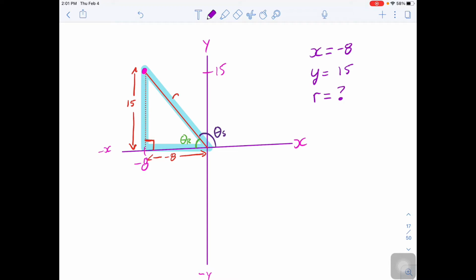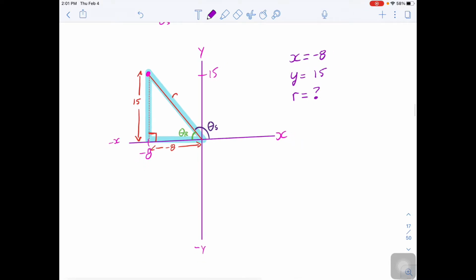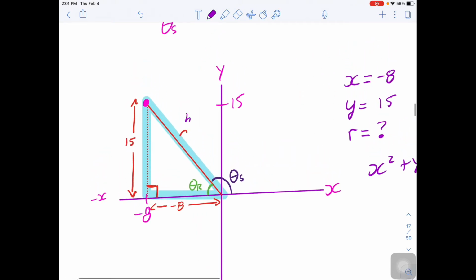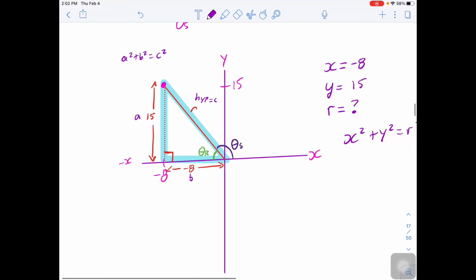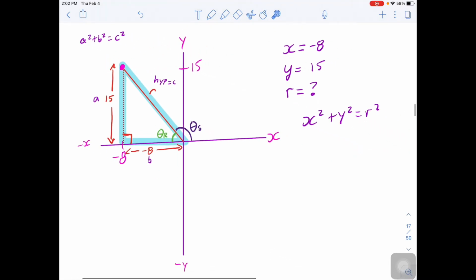So something to note, on your data sheet, you should see something that looks like this: x squared plus y squared equals r squared. And that's because we're dealing with Pythagoras here. Notice, this would have to be the hypotenuse, and then we can make this a and we can make this b. It doesn't really matter. But you have a squared plus b squared equals c squared. And remember, hypotenuse is always c. So that's how we formulate this equation because of our Pythagorean theorem. Now we can plug our values in. We know x is -8, we know y is 15.